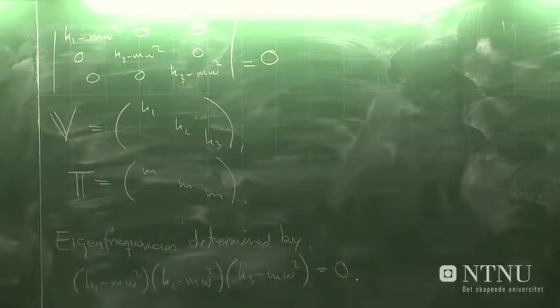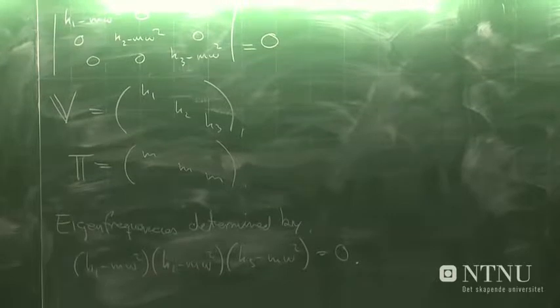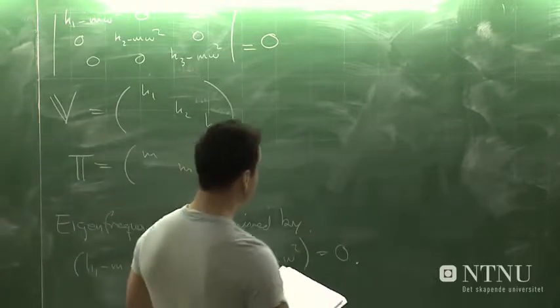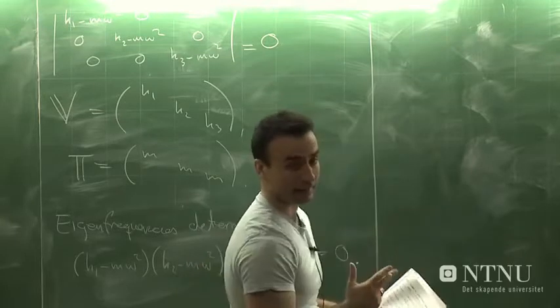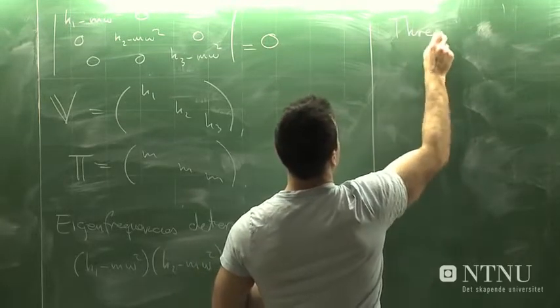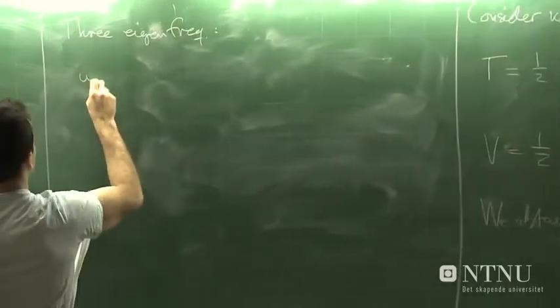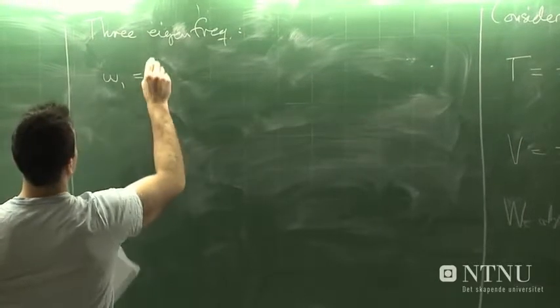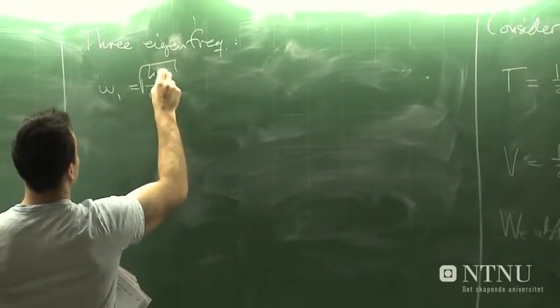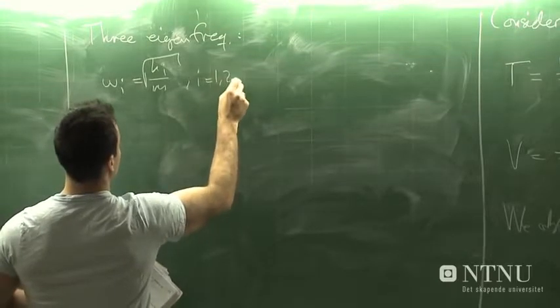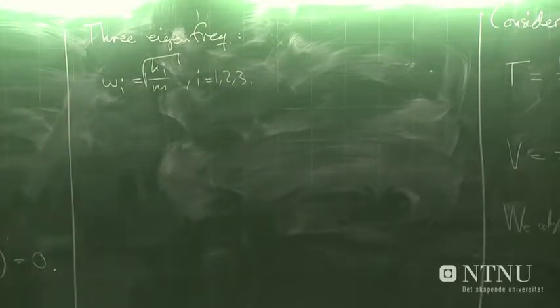So we get this characteristic equation for determining the eigenfrequencies. And I realize this is a massive overkill for solving this problem. But this is just to show you basically how this mechanism is supposed to work. Okay, so we find 3 eigenfrequencies. Like this.